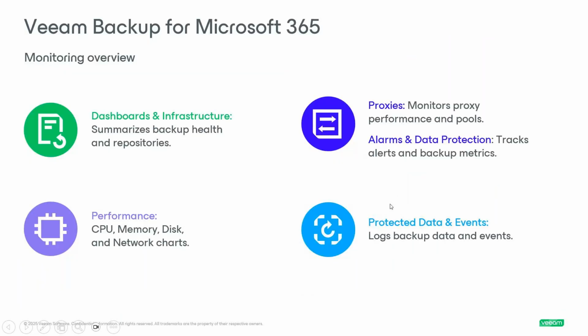We also have a view for Microsoft 365. This is an overview of what that view provides as far as information. It gives you a summary of your backup health and repositories, a summary of your proxies and how they're performing, CPU, memory, disk, and network charts, similar to what we just saw, as well as logs, backup data, and events.